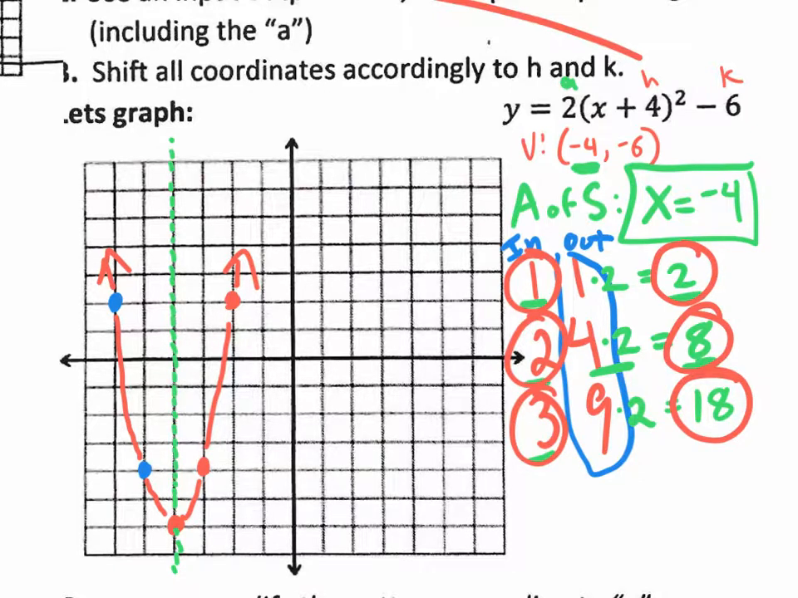There's a couple other things we could state, like the domain: x equals all real numbers, because any parabola is going to go to the left and to the right forever, right? It doesn't matter if it's wide or narrow, opening up or opening down. The domain will always be x equals all real numbers. The range is either going to be greater than or equal to, or less than or equal to, depending on if it opens up or down.